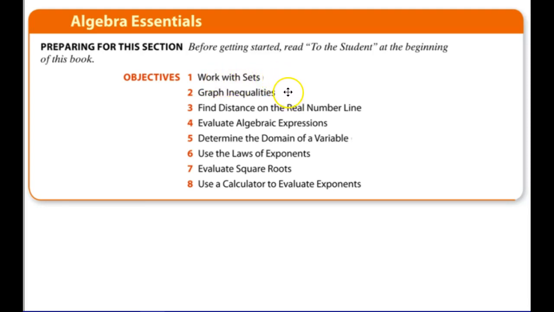Secondly, we're going to graph inequalities. We're going to find the distance on the real number line. We're going to evaluate some algebraic expressions and determine the domain. Then we're going to look at some laws of exponents, and along with those some square roots, and then we're going to use our calculator to evaluate exponents.